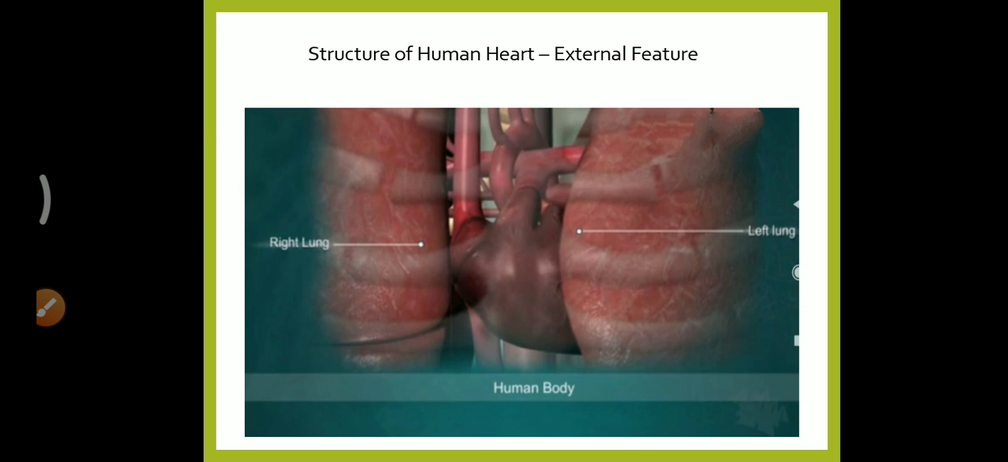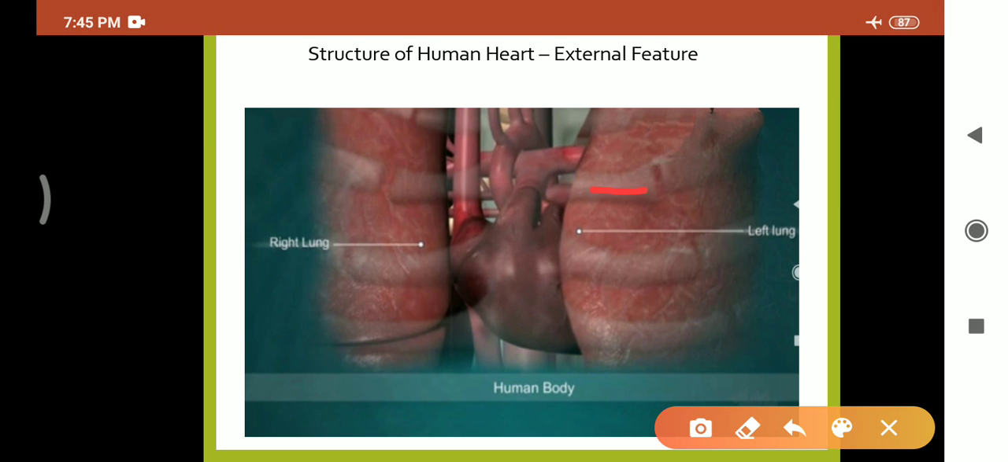Do you know where the heart lies? The heart lies inside the rib cage. In this picture you can see the rib cage, right? So the heart lies inside the rib cage.